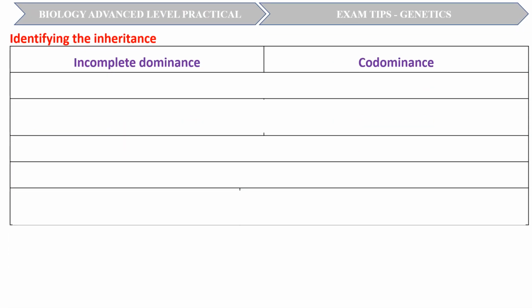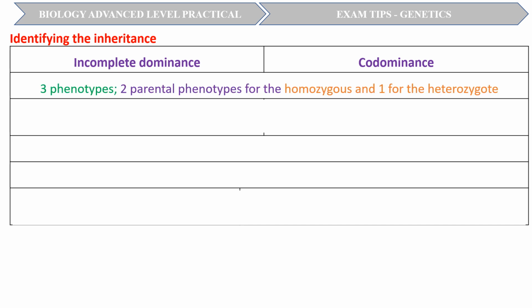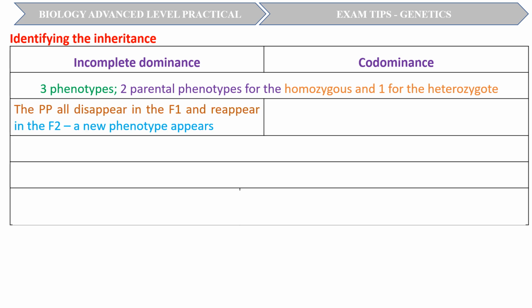Let us look at the inheritance with incomplete dominance and codominance comparatively. In both of the inheritances, there are 3 phenotypes. 2 parental phenotypes for the homozygous and 1 for the heterozygote. What makes the difference is that in incomplete dominance, the parental phenotypes all appear in the F1 and reappear in the F2. They blend in the heterozygote to give a new phenotype.